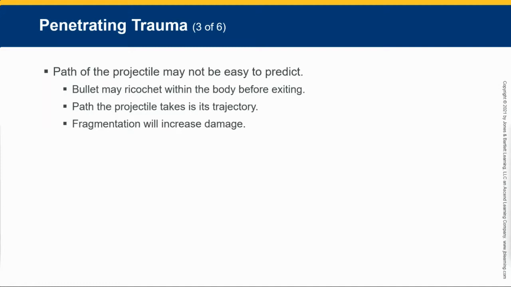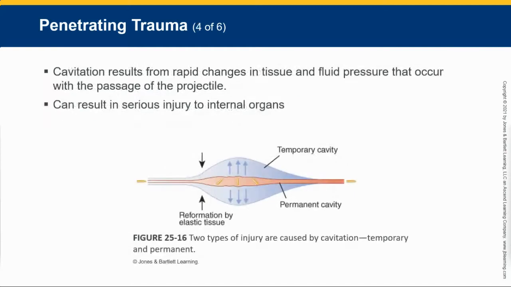But the definition of trajectory is the path the projectile takes. So the path that bullet takes is its trajectory. And remember, fragmentation can increase damage. Fragmentation is when that bullet were to break apart. If it were to break apart, then obviously we would have multiple trajectories as the pieces traveled in different directions, causing significantly more damage. And then we have cavitation.